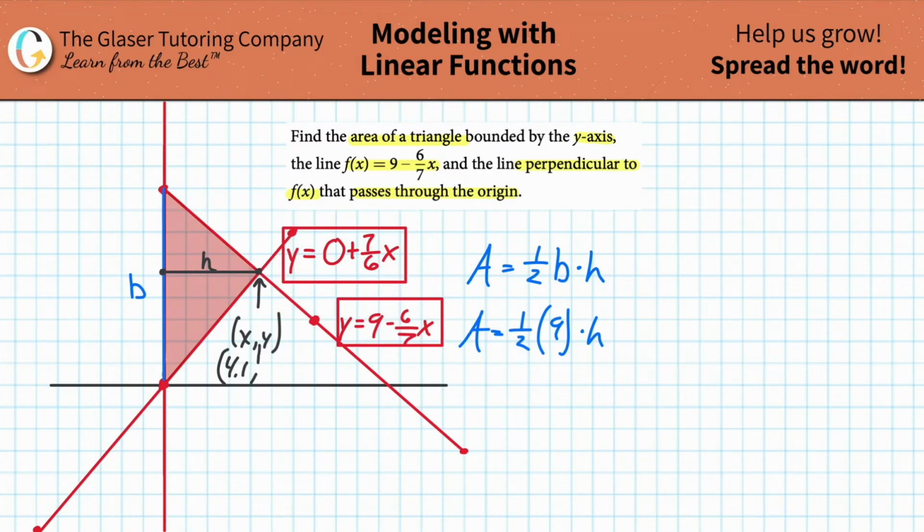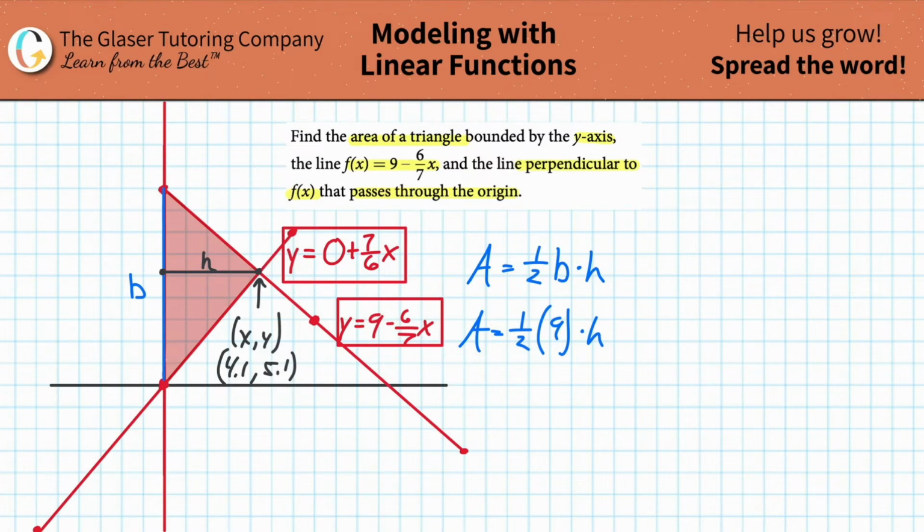1, 2, 3, 4, and then 5. Looks like a little greater than 5, so maybe 5.1, right? Both of these two red lines, this one and this one, share the same y value and also the same x value.